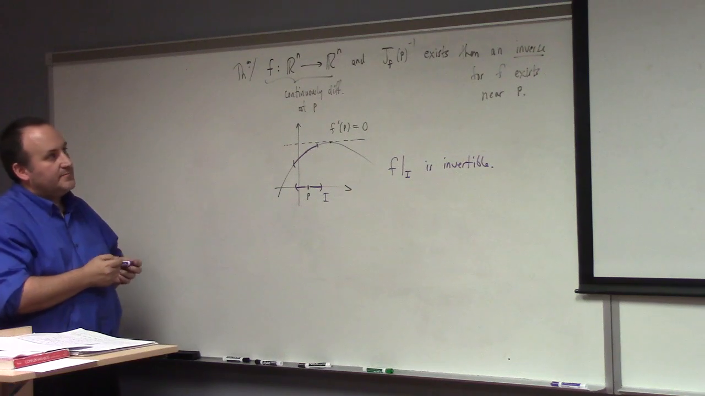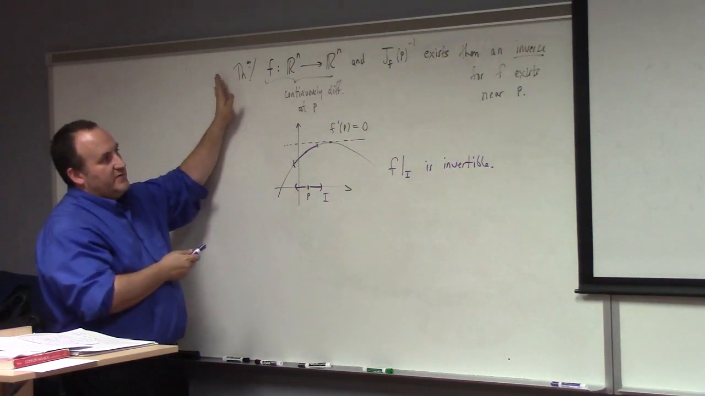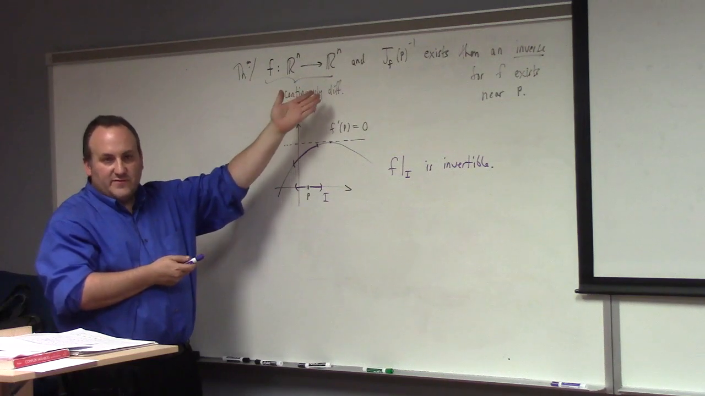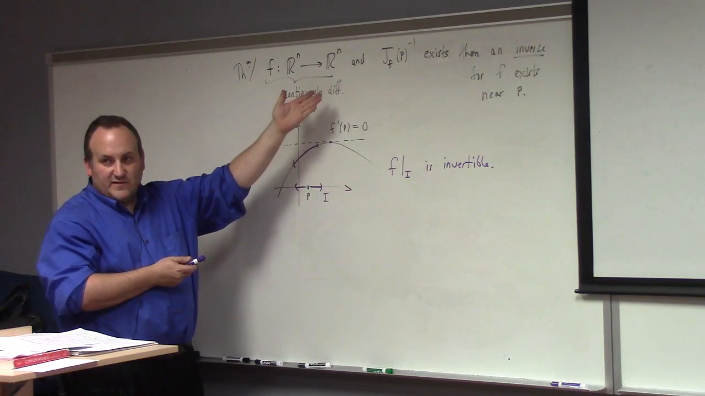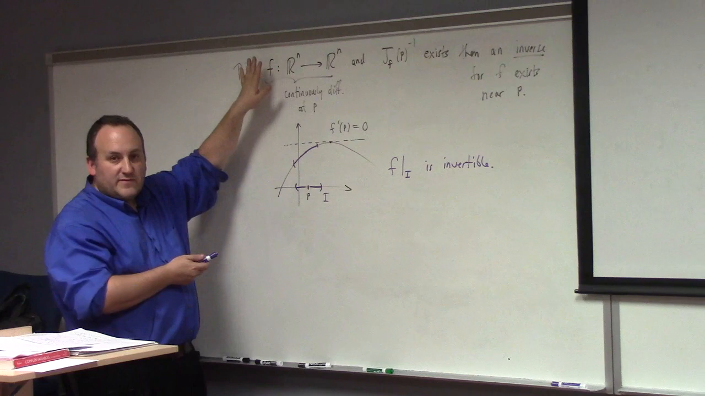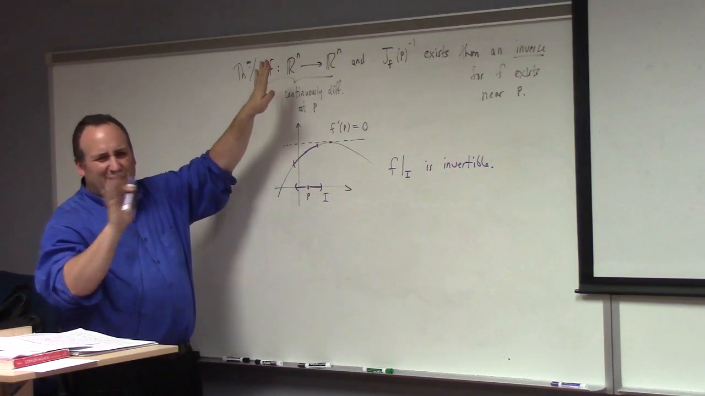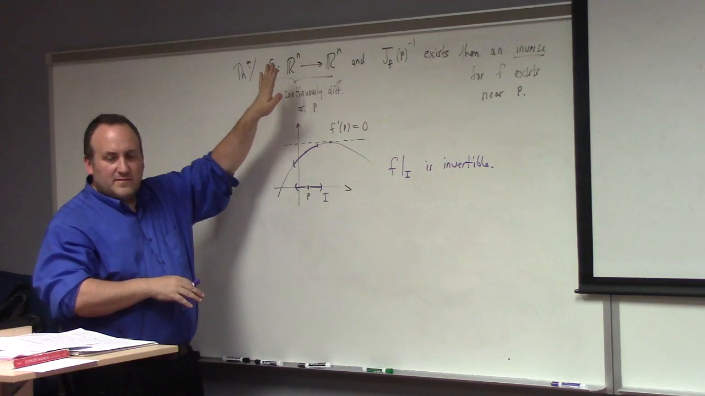So this up here is the inverse function theorem. It simply says that invertibility of the Jacobian is a sufficient condition in the backdrop of continuous differentiability. If you take away the continuous differentiability, bad things happen. Let's not talk about it.